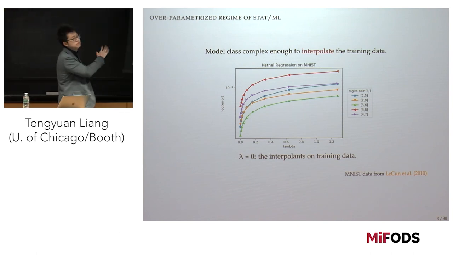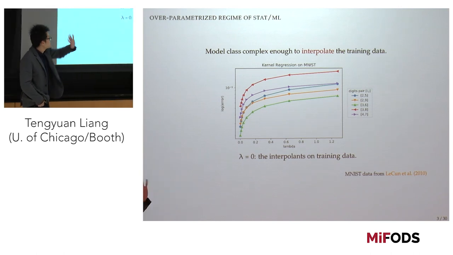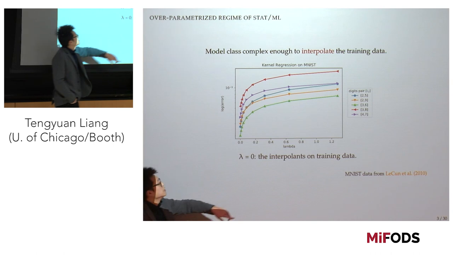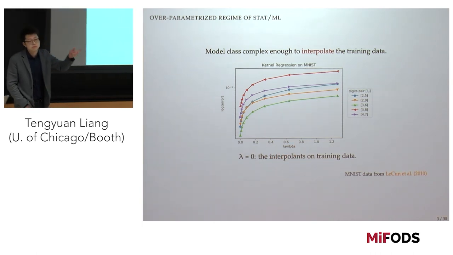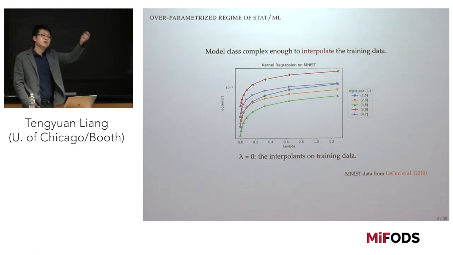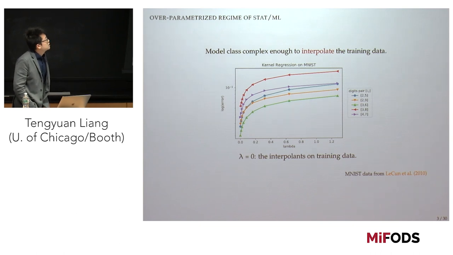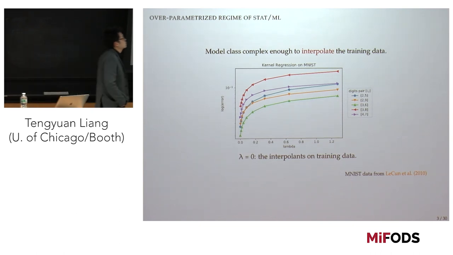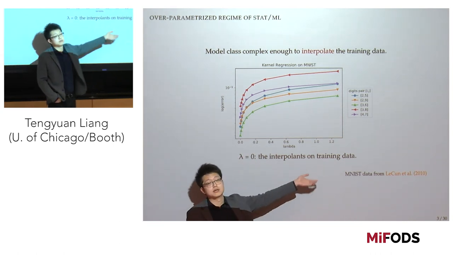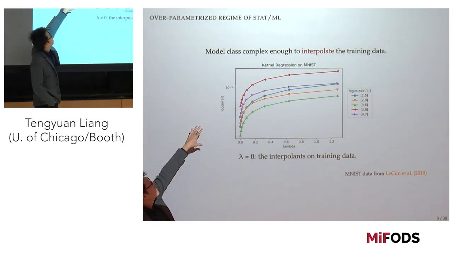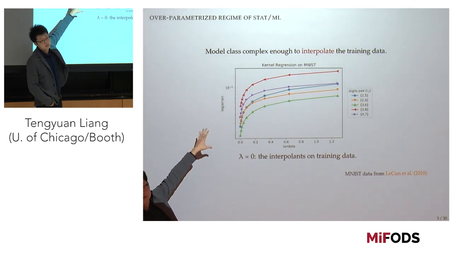So here I do a very simple simulation on MNIST. MNIST is the data that everyone knows, I don't need to introduce. So here I take any two-digit pair, and I change it into a regression problem, giving the Y label either positive 1 or negative 1. I just run a regression, a kernel ridge regression where lambda is the regularization parameter. So when lambda equals 0, that interpolates the training data. And here I plotted on the Y-axis the out-of-sample error.